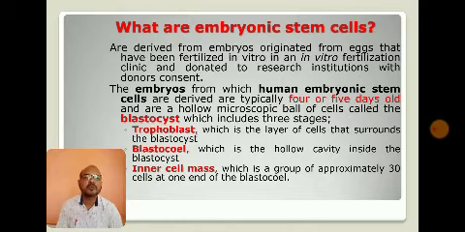We will see the trophoblast, which is the layer of cells that surrounds the blastocyst, and the blastocoel, which is the hollow cavity inside the blastocyst. The inner cell mass is a group of approximately 30 cells at one end of the blastocyst.